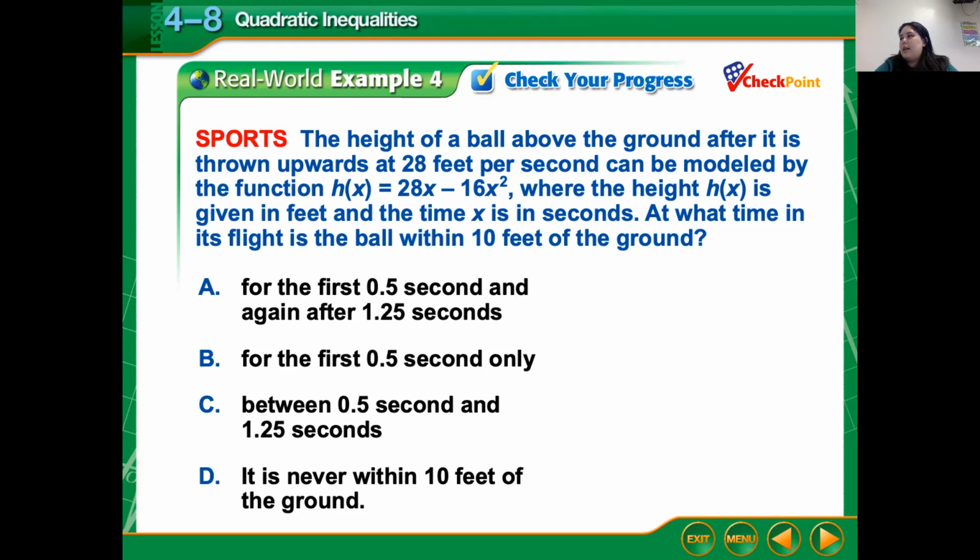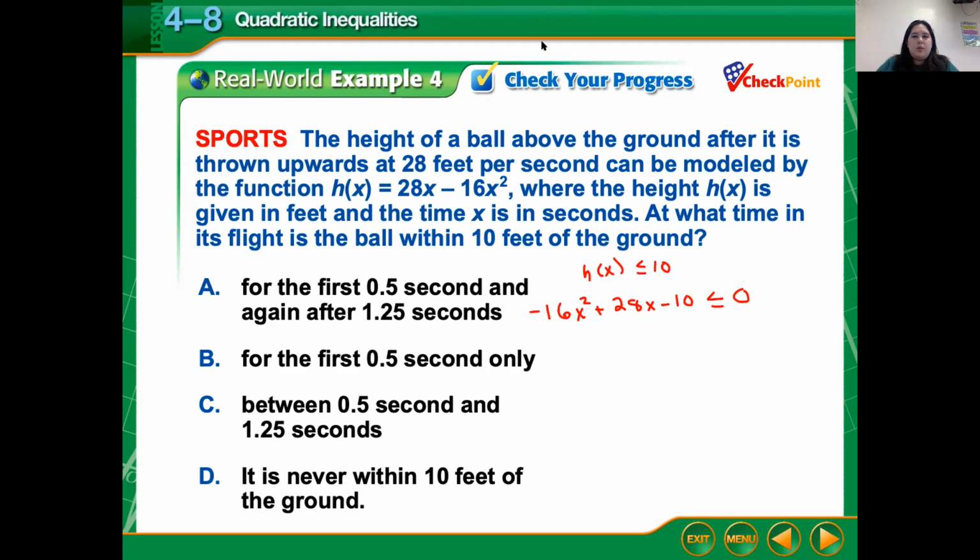All right, so let's go ahead and take a look at this one. We want to know when h of x is less than or equal to 10, because that would make it within 10 feet. So when we write it out, we have negative 16x squared plus 28x minus 10 is less than or equal to 0. So we are going to go ahead and graph this function.